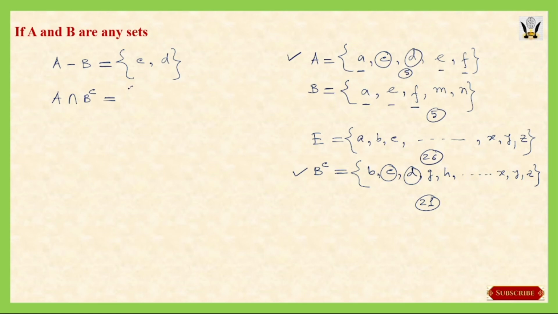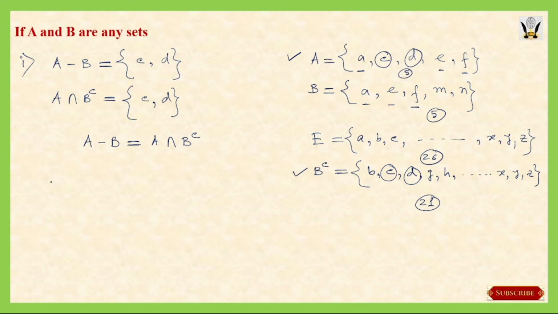So the resultant set will have these 2 elements, C and D. So what we can see here, these two results are same. So what we can conclude here, that if we take the difference between two sets, then that result will be equal to, if we perform the intersection operation between one set and the complement of the other set, and that is true for any two given sets.